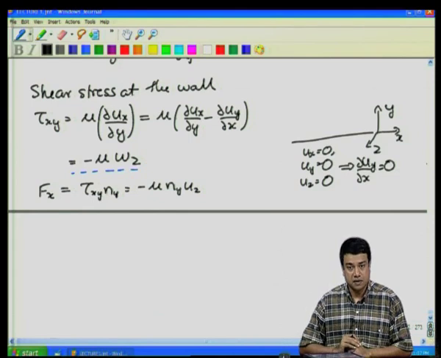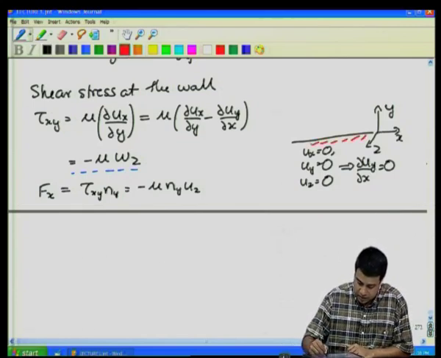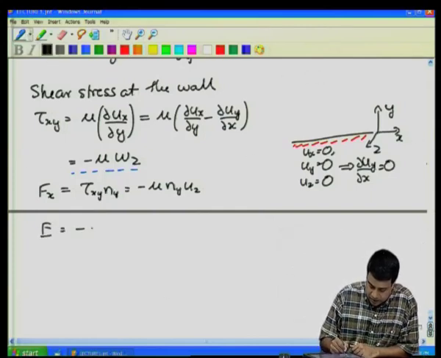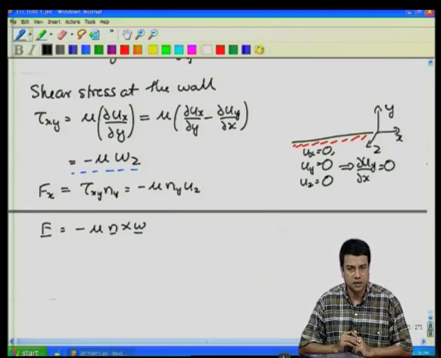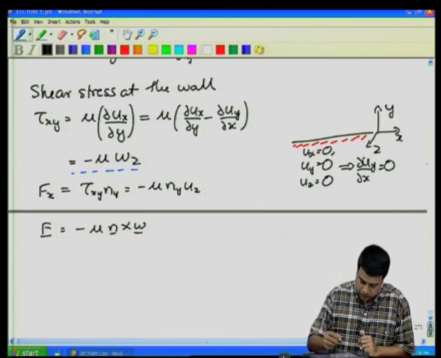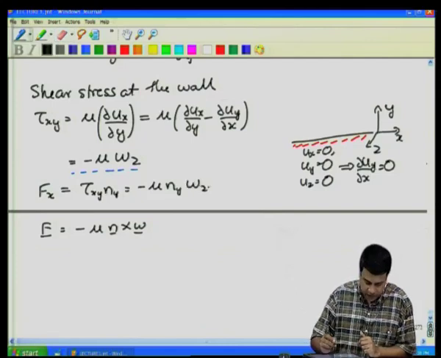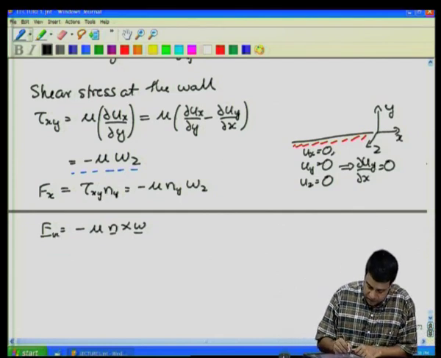This can be generalized. In this particular case, I have taken a coordinate system with my x axis along the surface and my y axis perpendicular to the surface, but I can write this in a most general coordinate system as f vector is equal to minus mu n cross omega. Okay. So, this works regardless of which orientation the surface is in the coordinate system. Okay. You can see that this should be omega z.